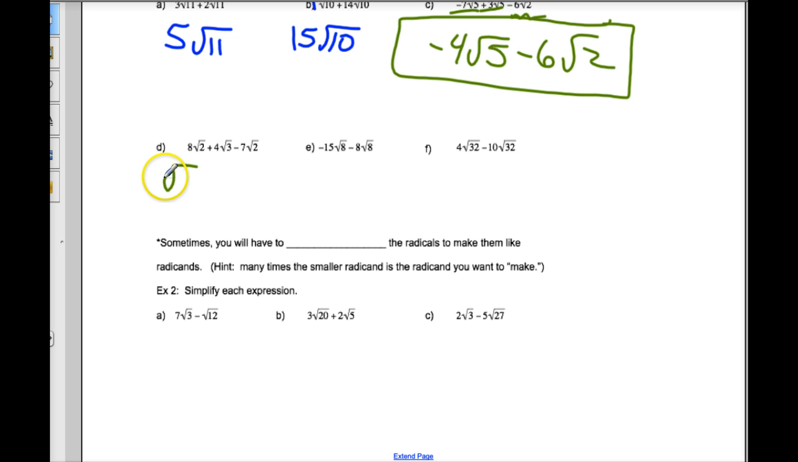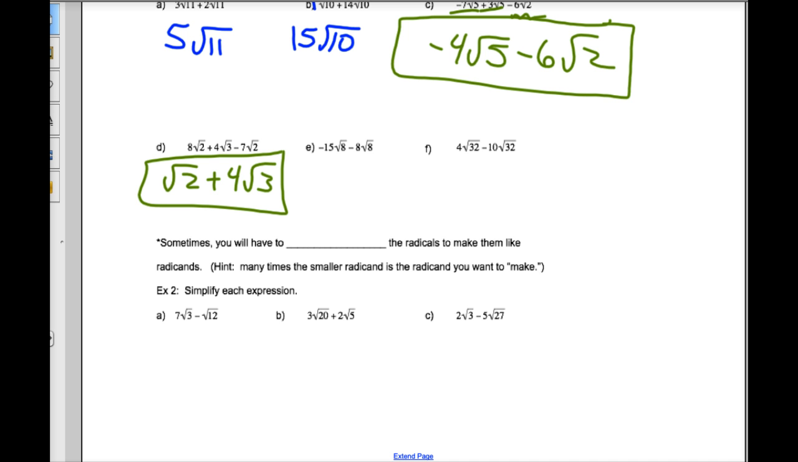Radical 2 plus 4 radical 2. Well done, Sean. Somebody last period wanted to put a 1 in front of the radical 2. 1 radical 2. Is that okay? Do you need it? No. All right, next one.